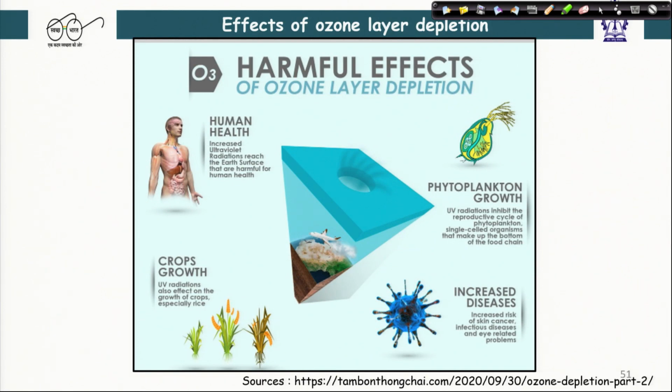Harmful effects of ozone layer depletion on human health: increased UV will reach Earth's surface, which is harmful to human health. We talked about that. It affects growth of crops and phytoplankton growth, and brings increased disease, increased risk of skin cancer and infectious disease, because it also reduces the immune system. So that is the reason why we want to have a proper ozone layer up there.